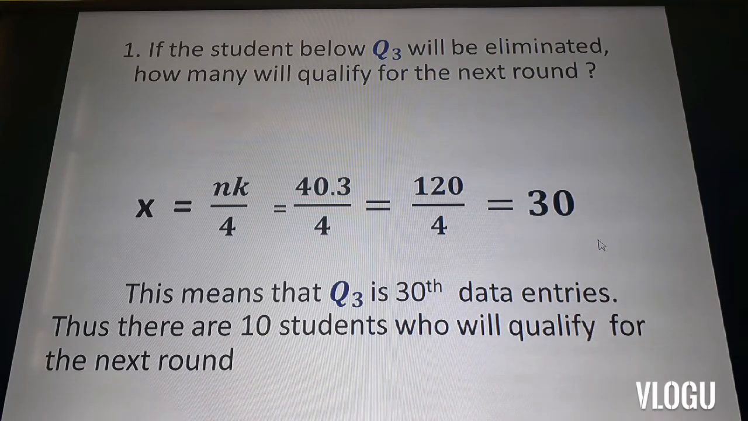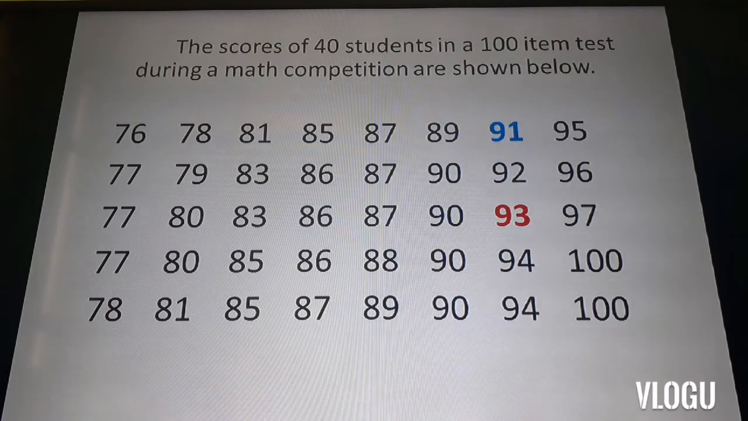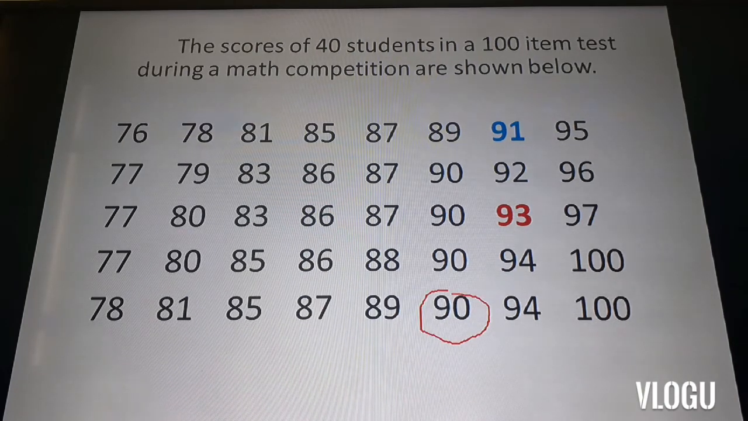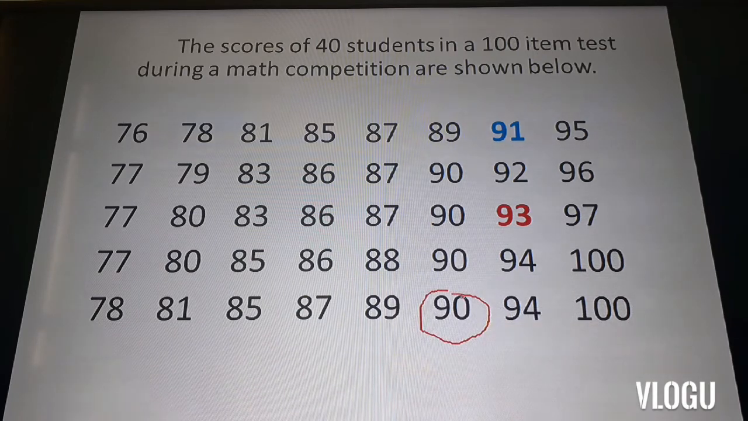So let us go back. Let us try to find out how many students will qualify for the next round. So the 30th position, if we take a look at our scores of 40 students with a 100-item test during the math competition, we have to count the number of entries. So we just count 5, 10, 15, 20, 25, 30. This is the 30th position of quartile number 3.